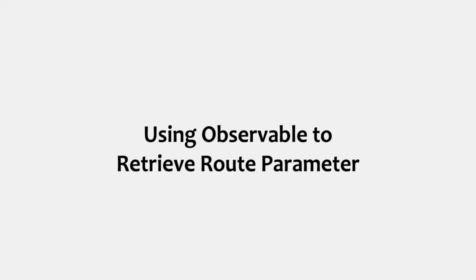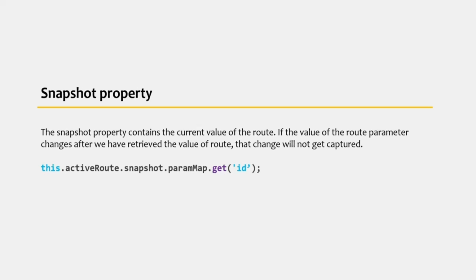In the last lecture, we learned how to retrieve the value of a route parameter using the snapshot property. We used the paramMap property or the params property on the snapshot property in order to retrieve the value of a route parameter. In this example, we are retrieving the value of this ID route parameter from the currently active route.